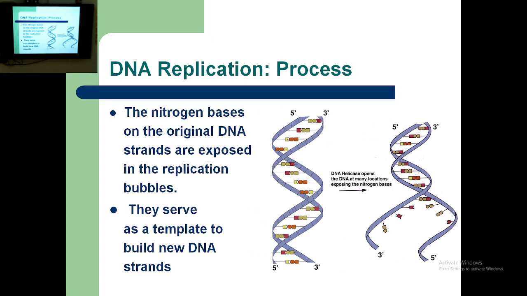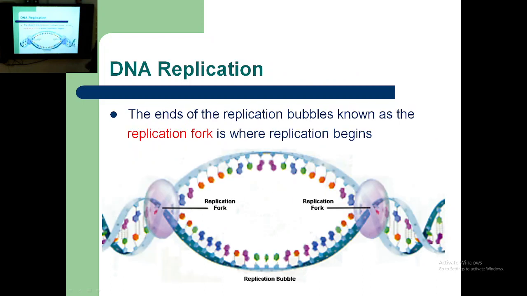In the process, the nitrogen bases on the original DNA strand are exposed in the replication bubble. They will serve as a template to build a new DNA strand. So this is an original strand, and this is an original strand. Here the nucleotides are exposed, and here the nucleotides are exposed. And once the enzymes are here, they will start to add a complementary sequence to complete the newly forming strands.